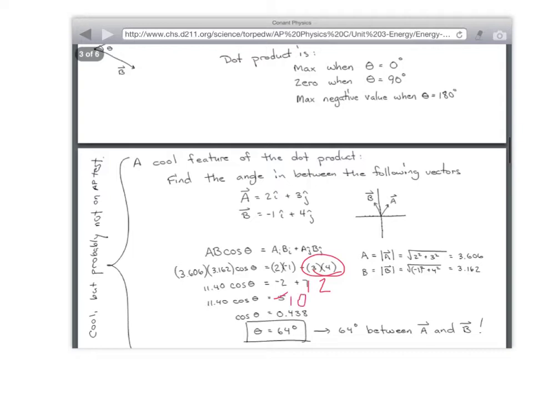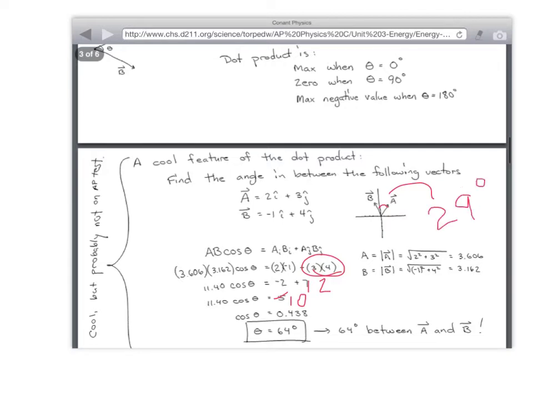It's around 1. It's a little less than 1. It's like 0.87. So what does that angle come out to be? Inverse cosine of 0.87. It's 28.7 degrees, so about 29 degrees.